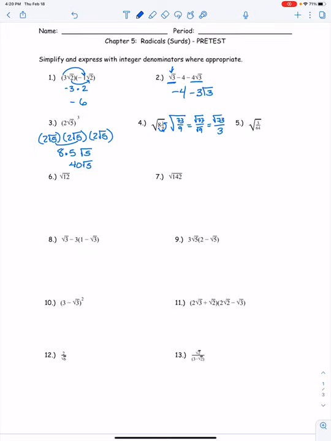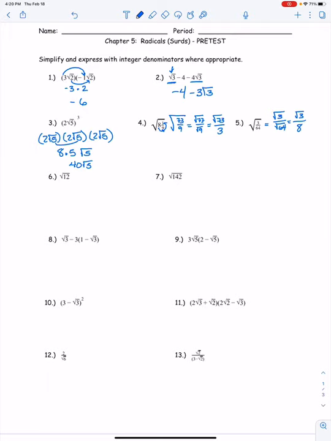Okay, let's look at number 5. Again, we have a fraction underneath one radical sign. So we're going to rewrite this as the square root of 3 over the square root of 64. The square root of 3 has no square root, so I'm going to leave it as the square root of 3. The square root of 64 is 8. And so our answer is the square root of 3 over 8.